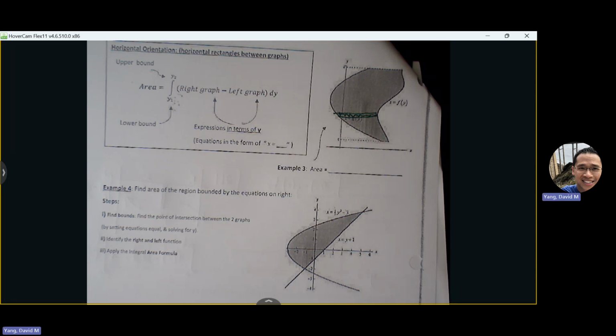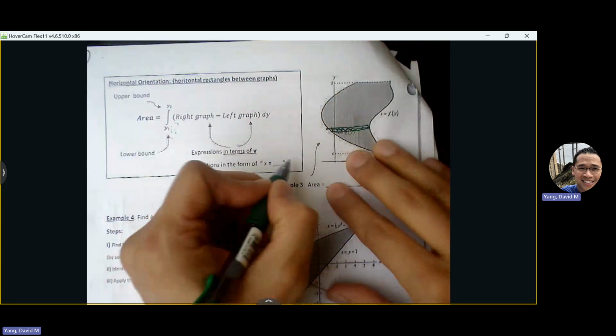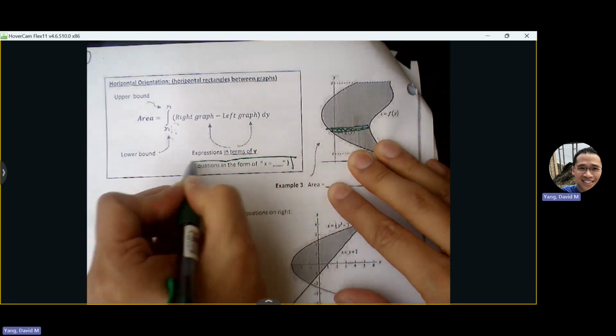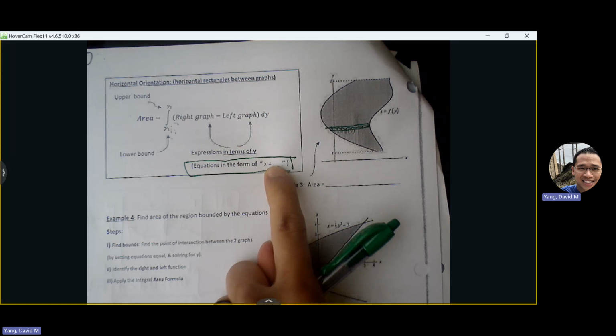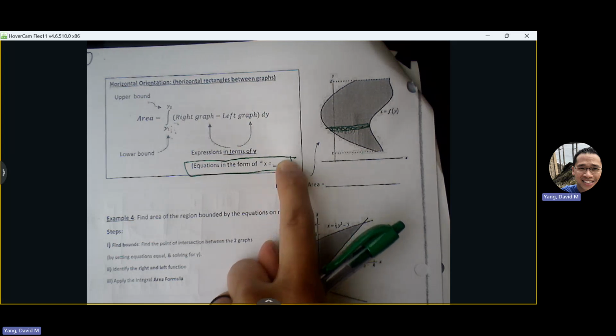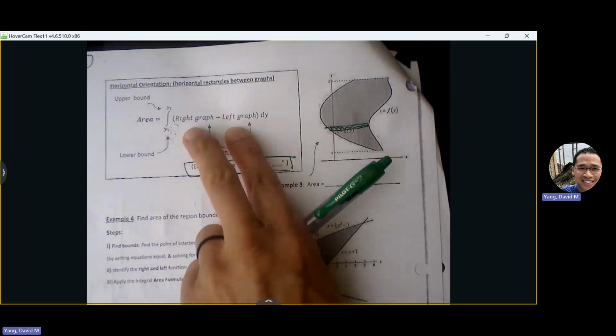But if we want to do a right minus left or horizontal orientation, everything that we see has to be in terms of y. Our bounds have to be in terms of y. Our graph is also in terms of y. And typically, to ensure that your graph is in terms of y, we want to make sure that the equations have this form, that they're going to be x equals. If we do x equals, then everything to the right is ready for us to use.